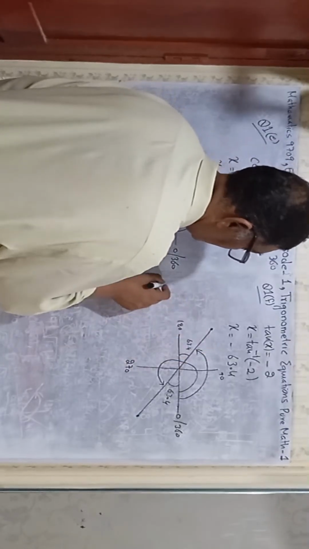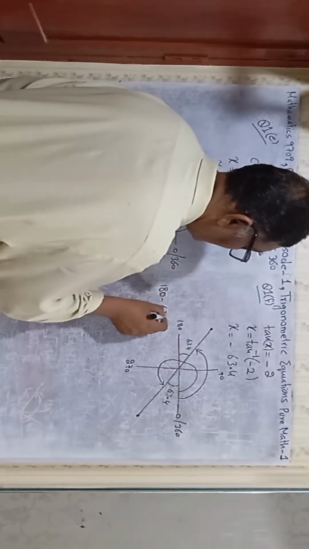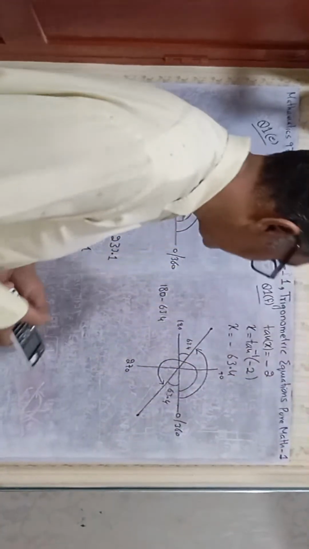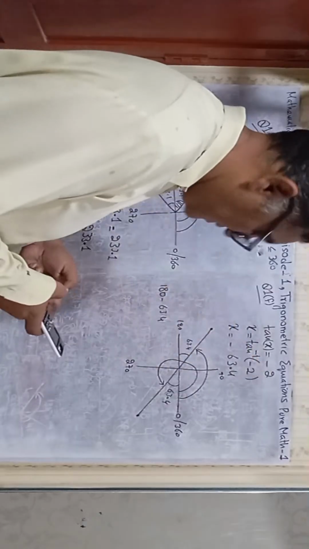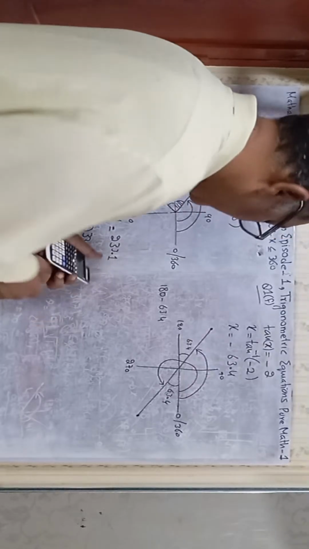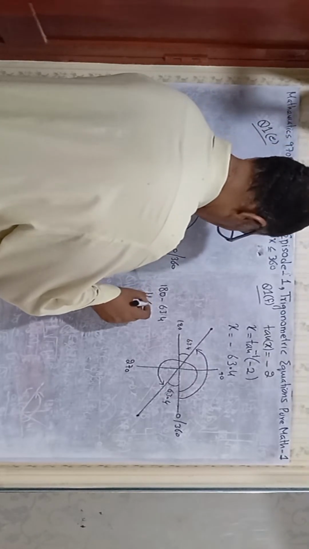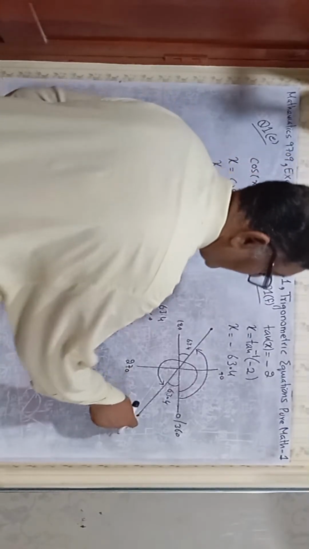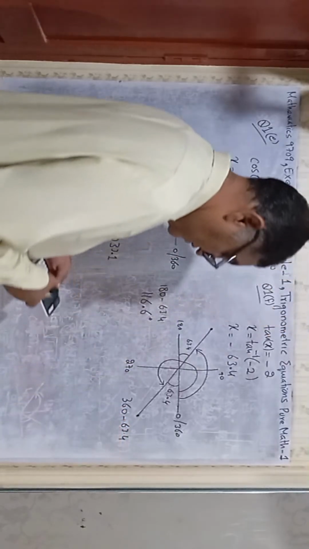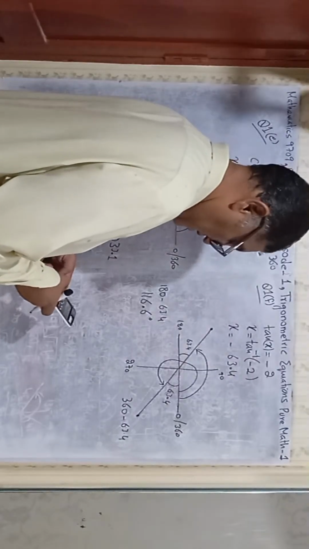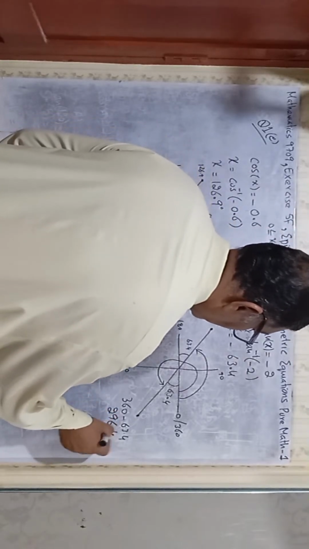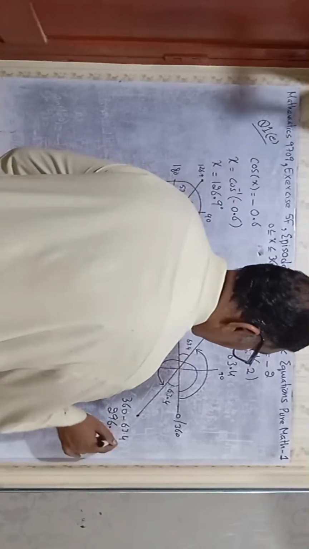This angle will be equal to 180 minus 63.4. Why am I going into the second quadrant? Because I know that in the second quadrant tan is negative. So 180 minus 63.4 is 116.6 degrees. Here the angle will be 360 minus 63.4, and it will be 296.6 degrees.